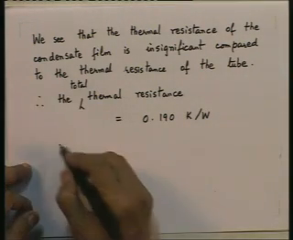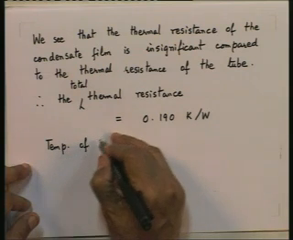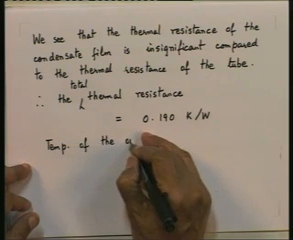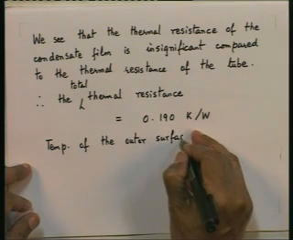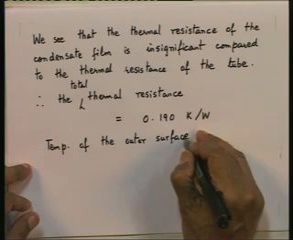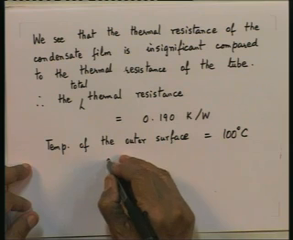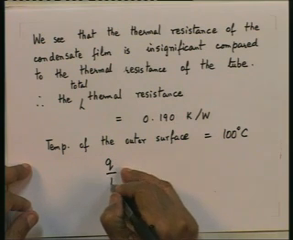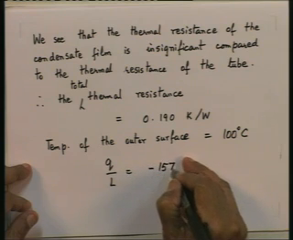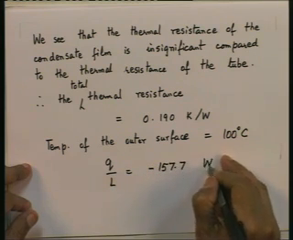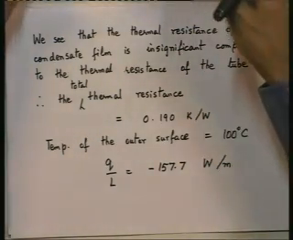All right. Temperature of the outer surface is effectively 100 degrees centigrade, and the answer Q by L is minus 157.7 watts per meter. The answer remains unchanged. That is what effectively we are saying.